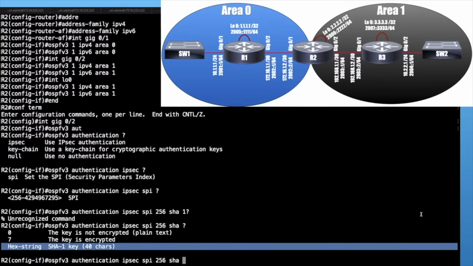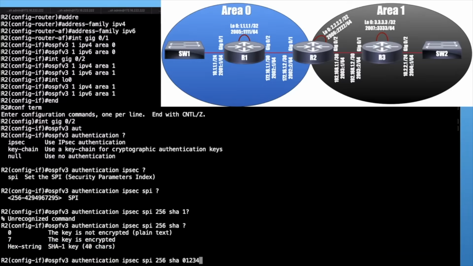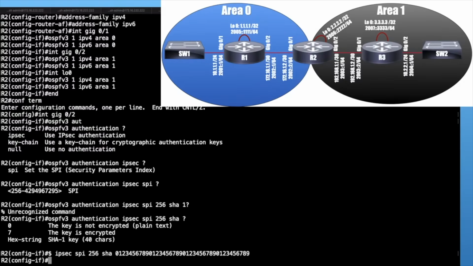I'm going to say 0, 1, 2, 3, 4, 5, 6, 7, 8, 9. Let's do it again, 0 through 9. Halfway there. One more time, 0 through 9. I hope I did that right.